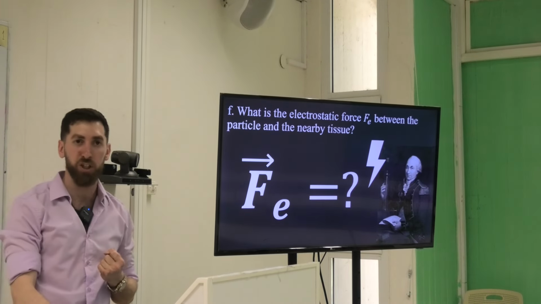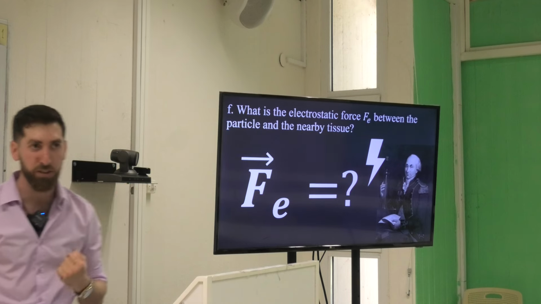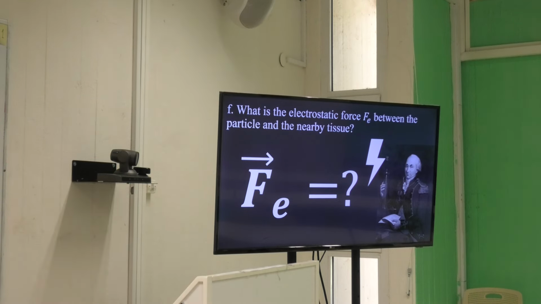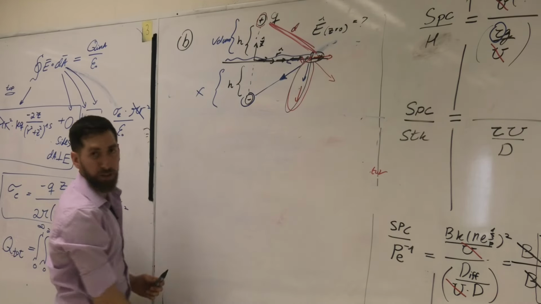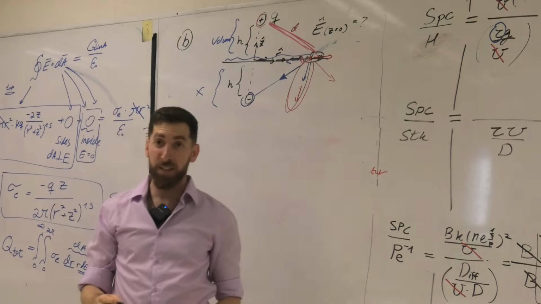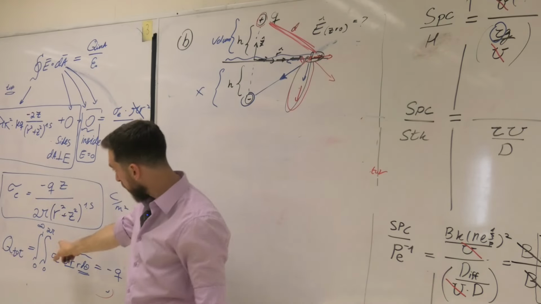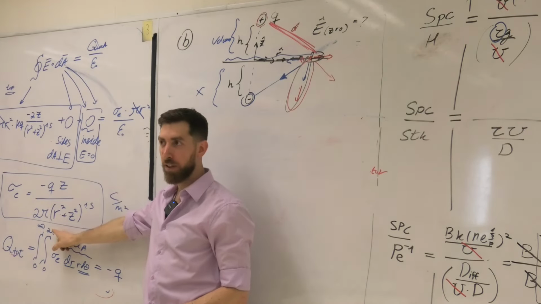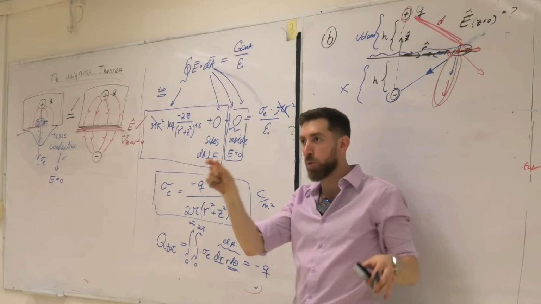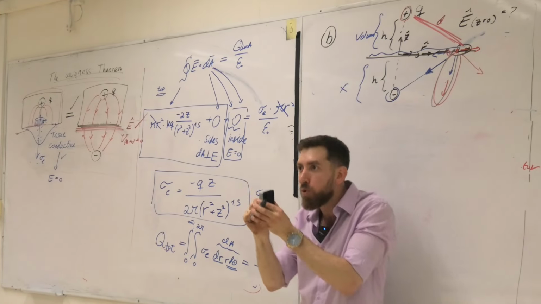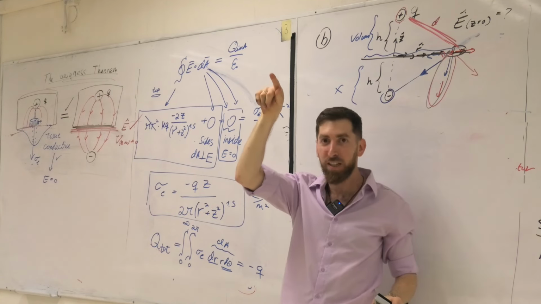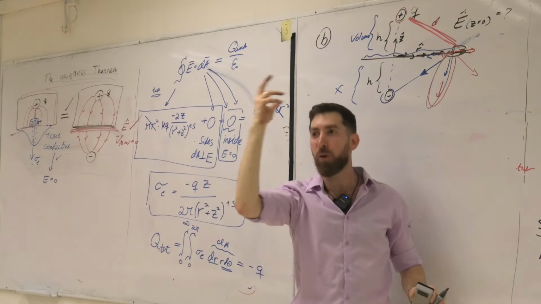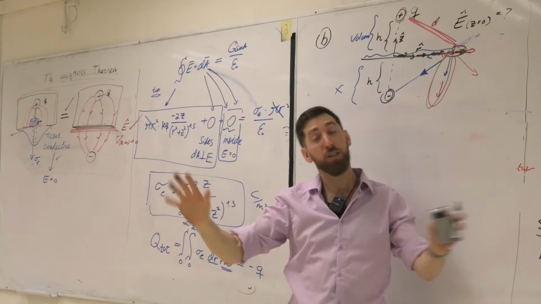So that's the most important question we have right now: what is the electrostatic force on the particle? Going back to here, there are two ways to find the electrostatic force. One is to say, I know the charge density, so I can divide the tissue into small dq, each one produces an electric field, see how it affects the particle, a small force, and sum up all the forces. Yes, you can do that.